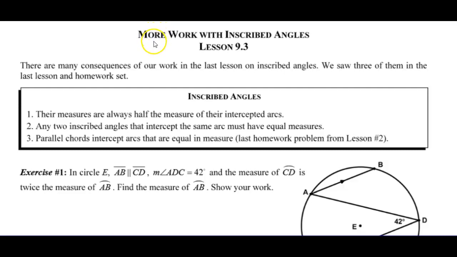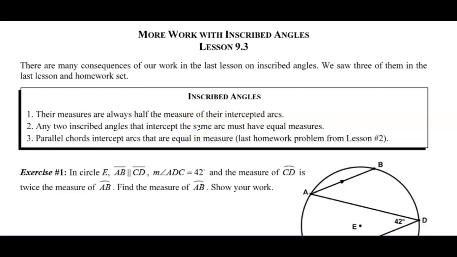All right, coming back to inscribed angles for a second time here, just to refresh everybody's memory. Inscribed angles will always be half the measure of their intercepted arcs. So in other words, the arc at the top of the snow cone is going to be double the angle. Any two inscribed angles that intercept the same arc have to have equal measures, and that's because they're both half of the same arc. And parallel chords will intercept arcs that are equal in measure.